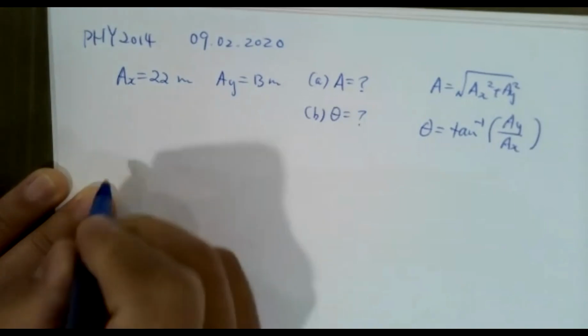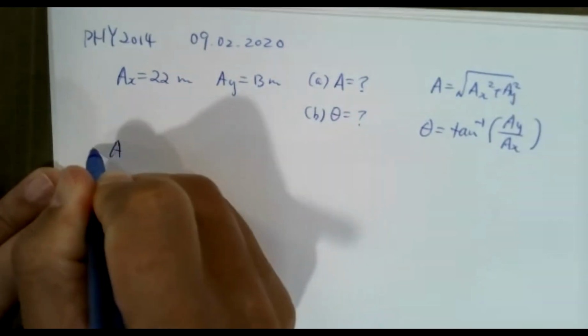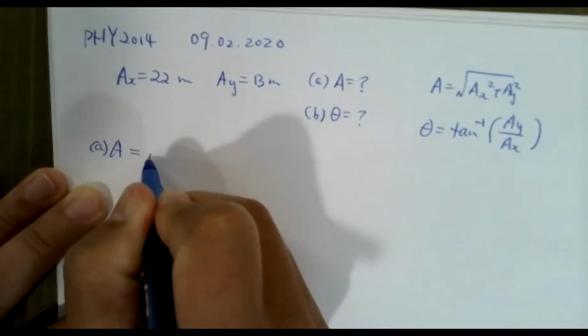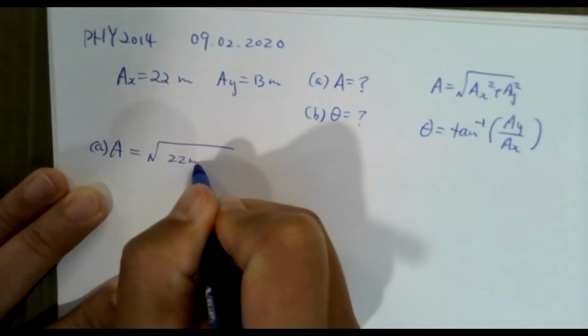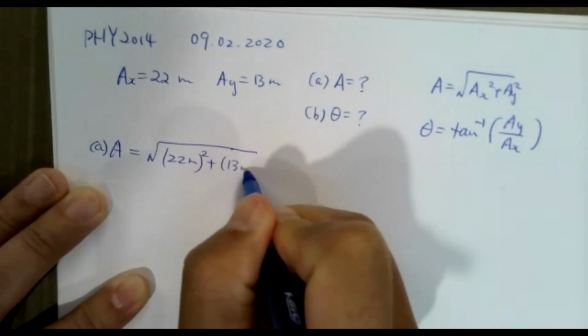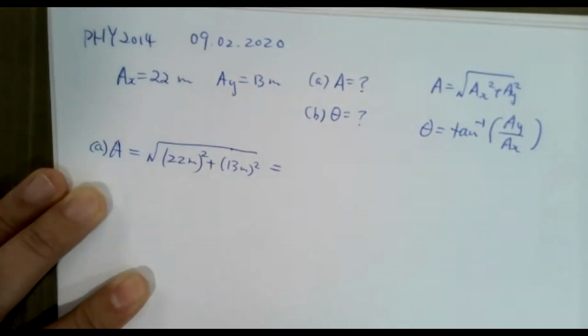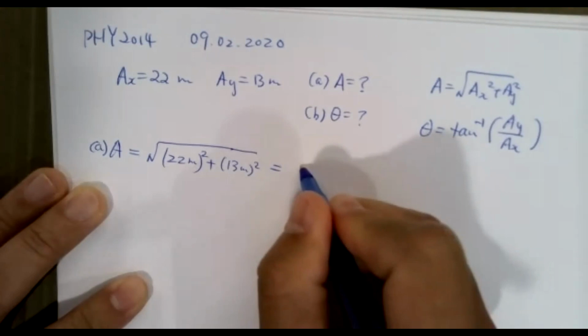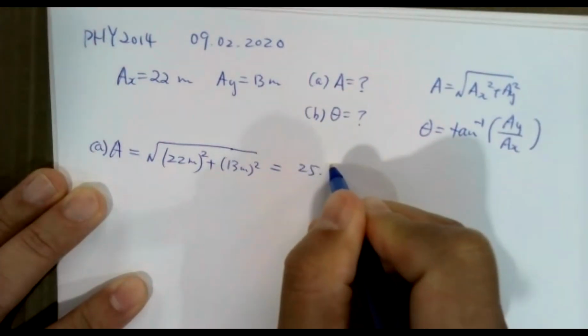Okay, so I think it's straightforward here. So A should be equal to the square root of 22 meters squared plus 13 meters squared. Okay, so I think it's 25.55 something.